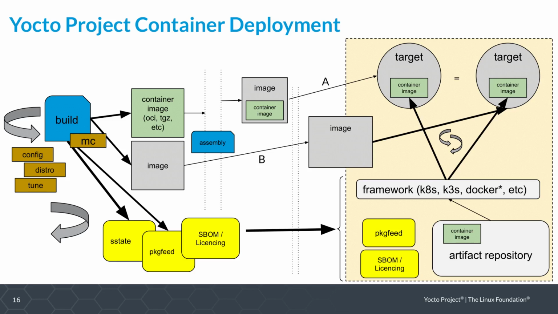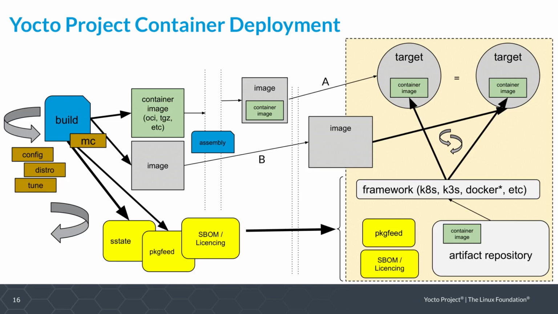Or in the B path, you're actually trying to bake it into your image, usually through some sort of terrible pseudo-based cross-install mounted container, back-end storage, and it shows up in your image. And then at the same time you're doing your build, you're pushing out your SBOM, your licensing, your shared state, and all of your other information. And that's the whole build side.